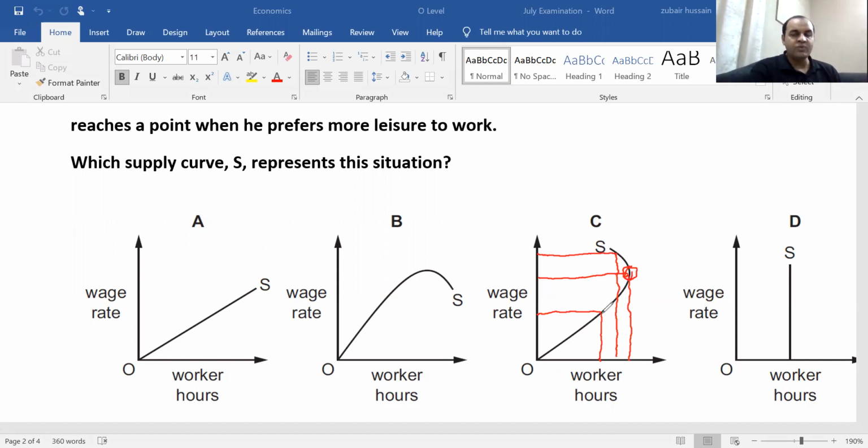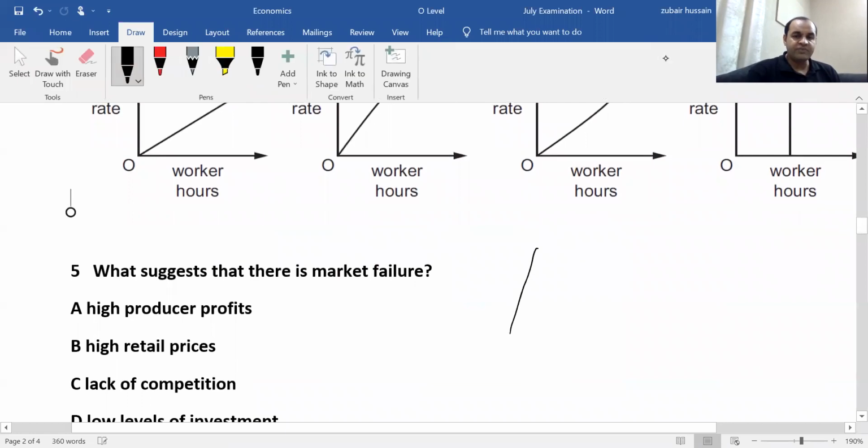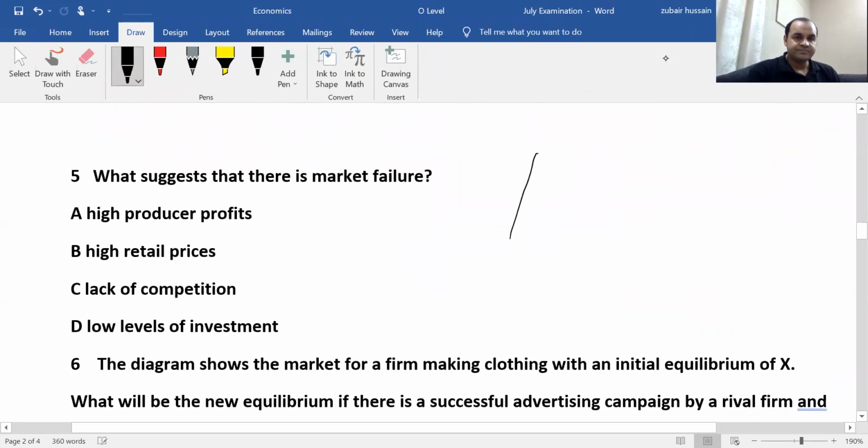Now there is an increase in the incentive to work. For this reason, they prefer more leisure to work. So this is the right option. This one is C, the right option for this one, the backward bending supply curve.